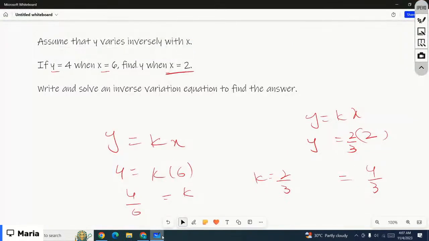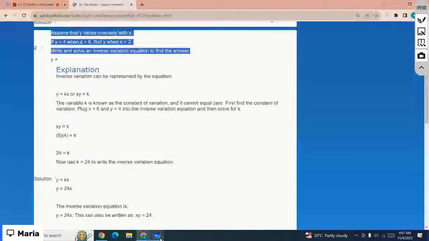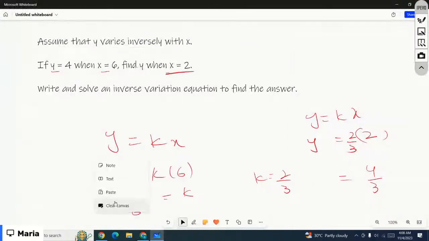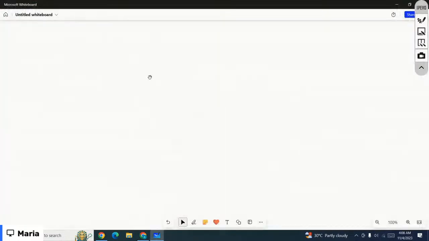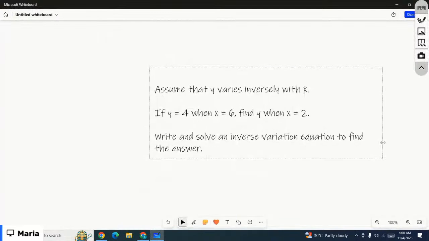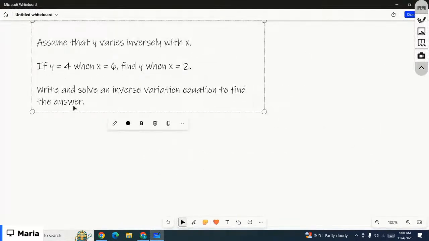Hold on. k equals xy. Then y equals k over x. That is k equals xy, right?